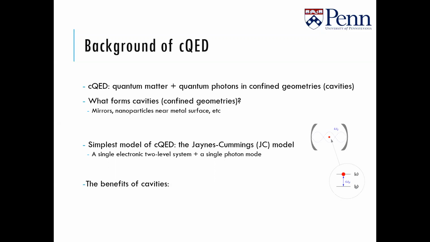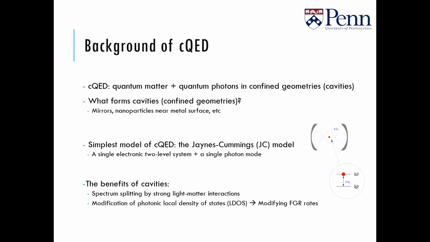The benefit of cavity QED is that, firstly, with a cavity, it's relatively easy to form a strong light-matter interaction so that one can study the spectrum splitting. Another benefit is that in cavities, the photonic local density of states is modified so that the Fermi golden rule rates and other physical quantities can be modified. Lastly, recently people find that by putting molecules in the cavities, the potential energy surface of molecules can be changed, so that the cavity can serve as a catalyst to catalyze chemical reactions.